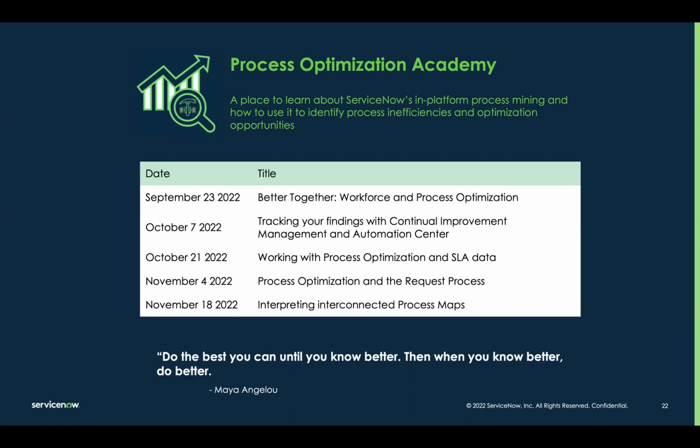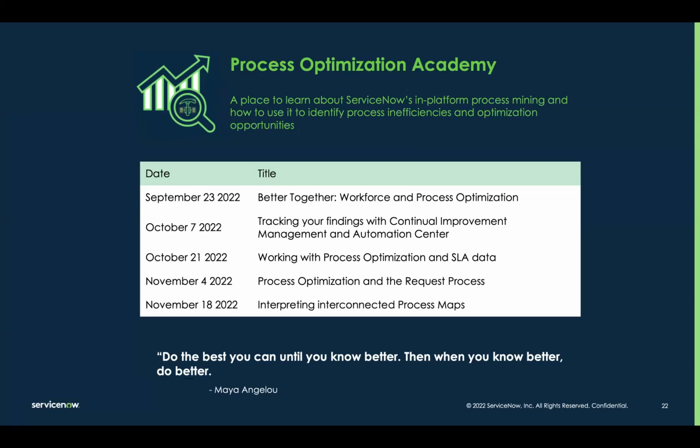So today we talked about workforce optimization and process optimization and the connection between those two. The next session in 2 weeks, we're going to focus on tracking your findings with Continual Improvement Management and Automation Center. There's a pre-built connection on the platform with both of those applications. And it's really all about creating that closed loop experience from a continual improvement perspective.